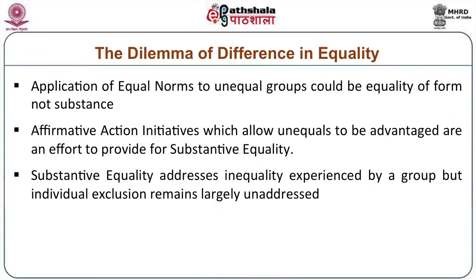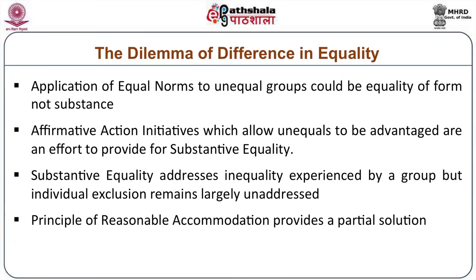So how can we have formal equality before the law when those of a particular gender or a race or class, or if they're disabled, cannot even enter the law courts? So substantive equality is achieved or hoped to be achieved through various affirmative action initiatives. Substantive equality addresses the inequality experienced by a group, but individual exclusion remains largely unaddressed.